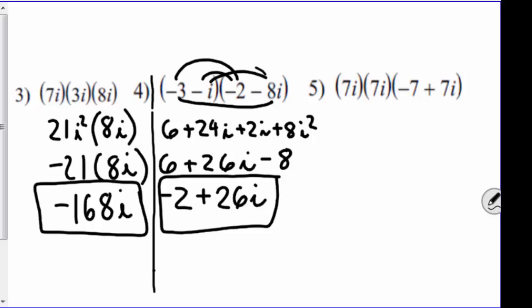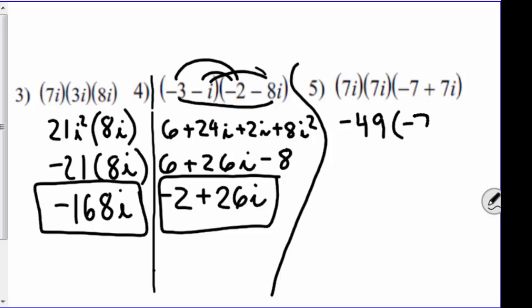So number 5, we're going to do 7i times 7i, which gives us 49i squared, which is really negative 49. And then we just have to distribute the negative 49 to the negative 7 and the positive 7i. And that would give us 343 minus 343i.